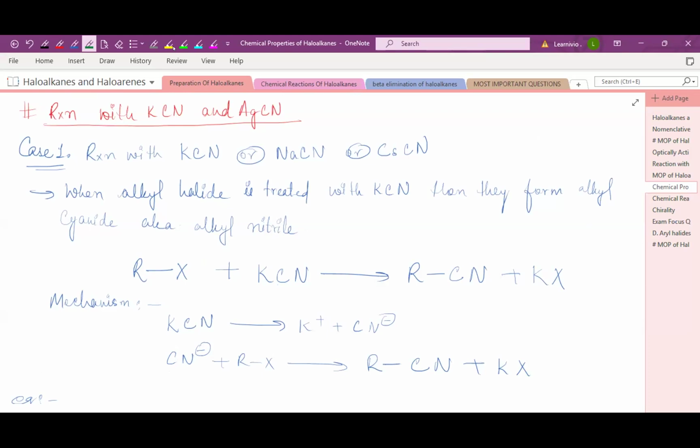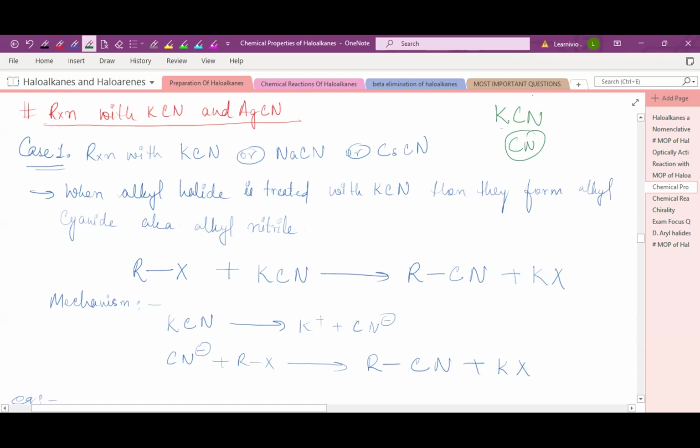Now, the reaction with KCN and AgCN. I have already discussed yesterday what is ambidentate nucleophile. Just remember one thing: when the cyanide is attached to potassium, because this cyanide is basically an ambidentate nucleophile.